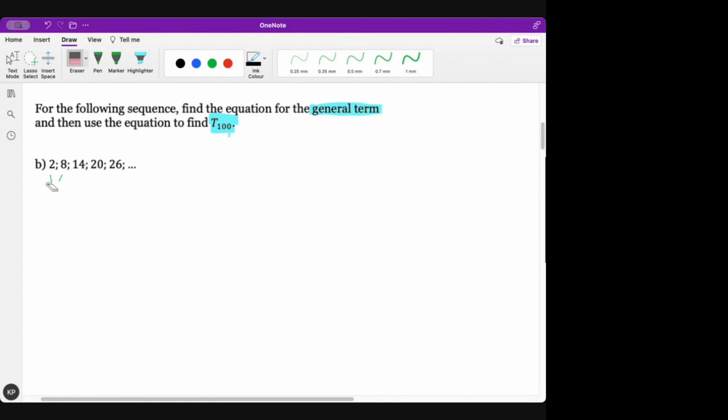Term 1 to term 2. What is my first difference there? Term 1 to term 2. Thank you, we're adding 6. Okay, term 2 to 3. That wasn't the question. We're adding 6, thank you. Term 3 to 4.